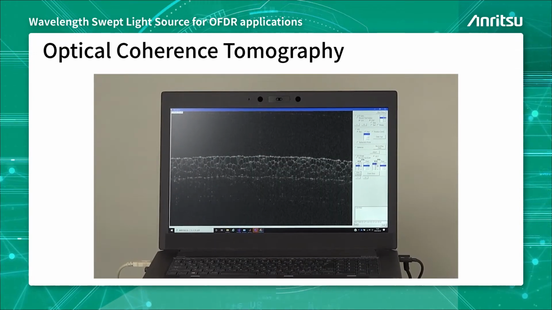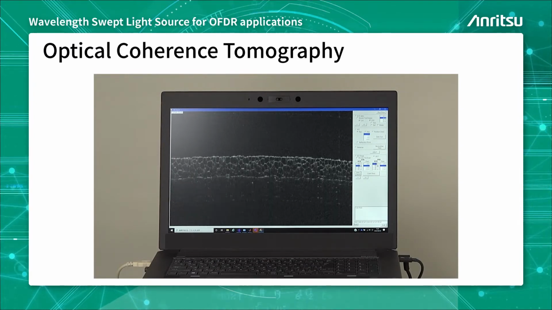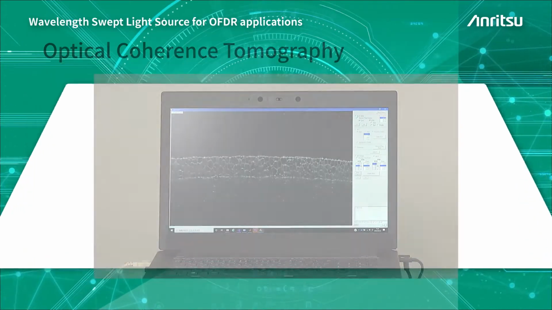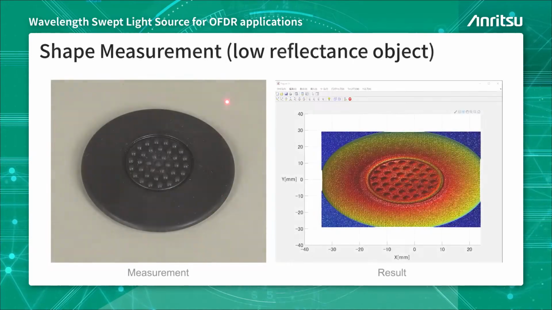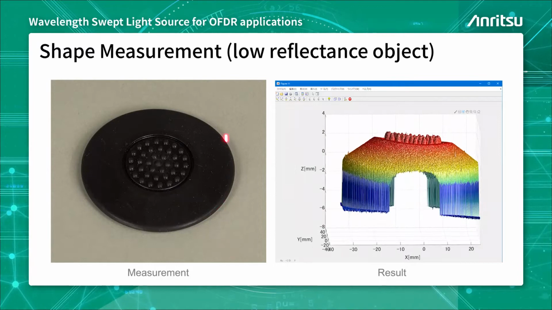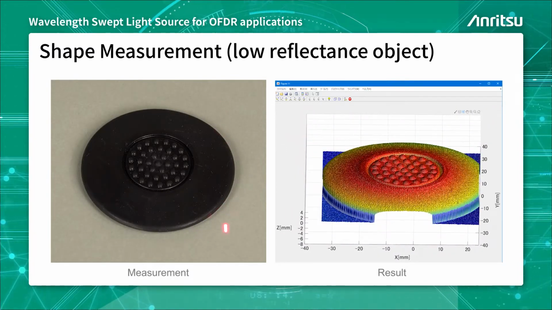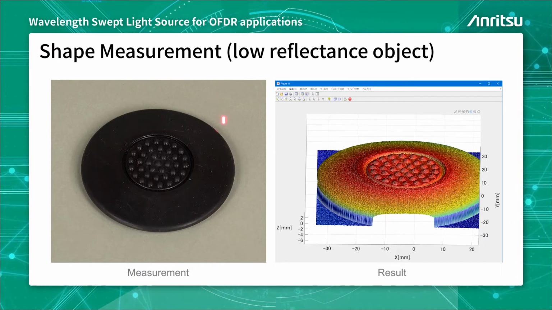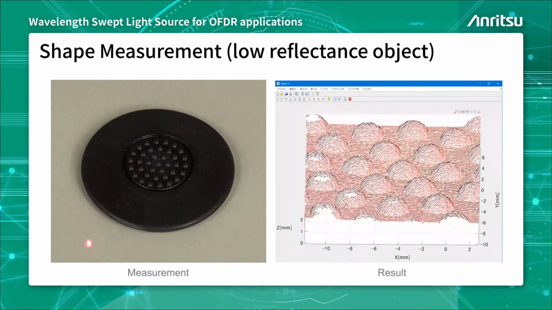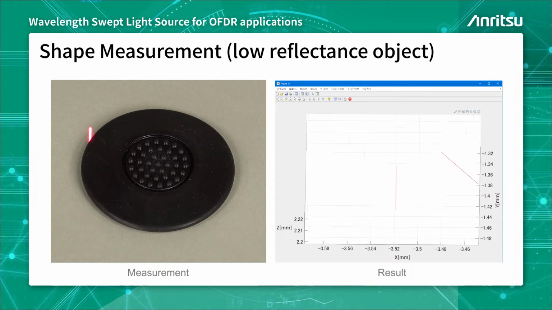This is the OCT image of the internal structure of the cushioning material. Our light source enables high-definition OCT images of the object even from a distant range. This is an example of measuring the shape of a rubber object with low reflectance. The beam emitted from our light source is highly coherent, which enables measurement with high sensitivity even for objects with low reflectance. Even the structure of a black body with a relatively low reflectance is measured precisely.